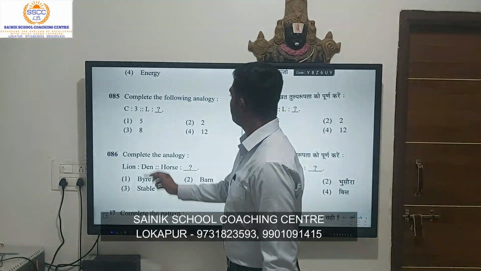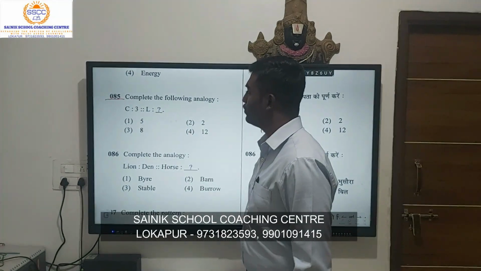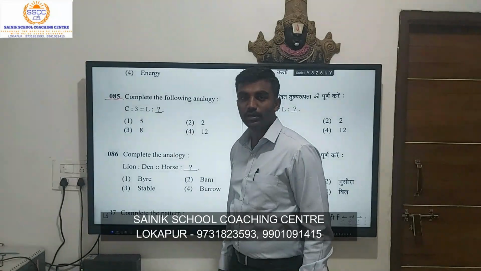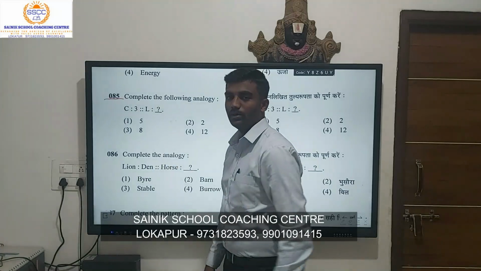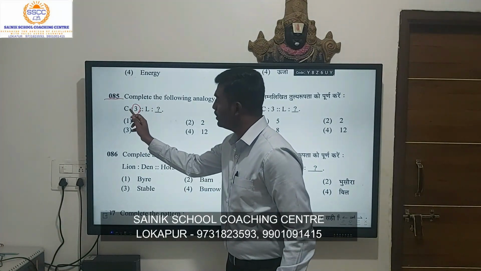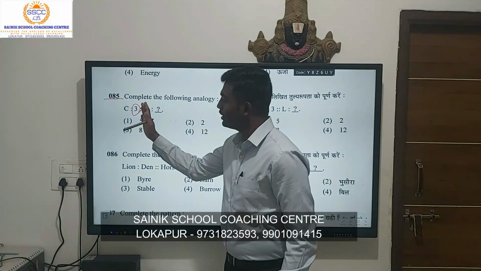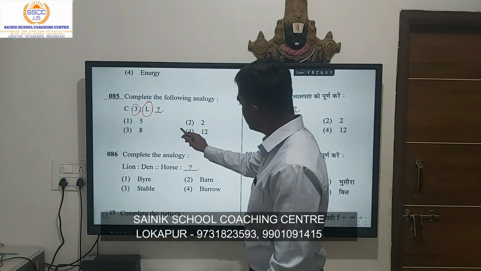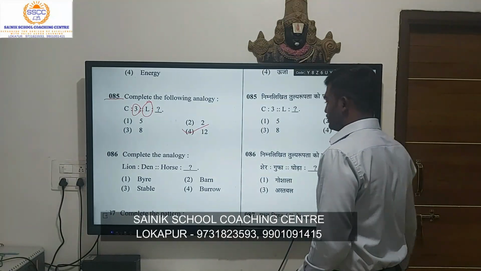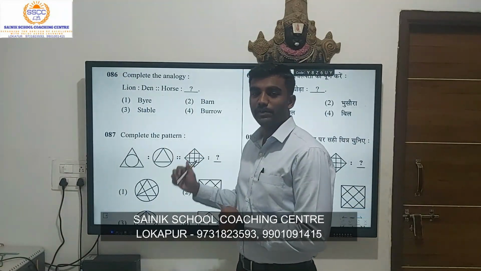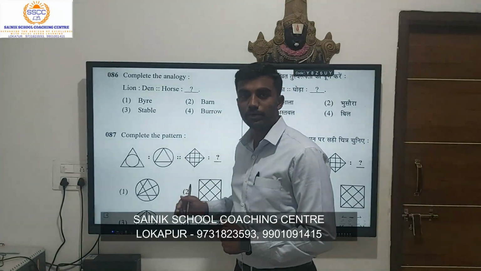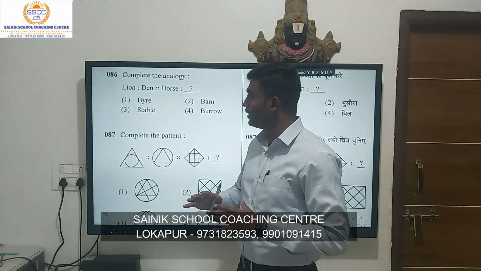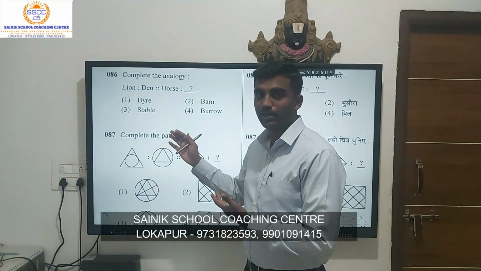Again, we have a question from analogy, that is question number 85. We have C is to 3 and L is to dash. How is 3 related to C? 3 is the alphabetical number of C. And what is the alphabetical number of L? That is 12. That is the answer. So looking at the question paper, we see most of the questions popping up from the chapter analogy, and that has different perspectives and different types of questions in the chapter analogy.